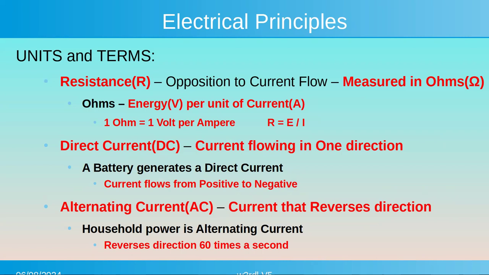And we talked about direct current and alternating current. Your batteries all generate direct current. Your AC wiring in your house is alternating current. If it comes from a generator, like in your car, it's alternating current that gets converted back to direct current to charge the battery.